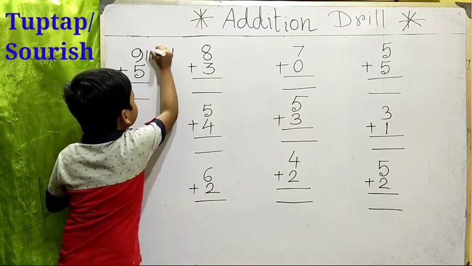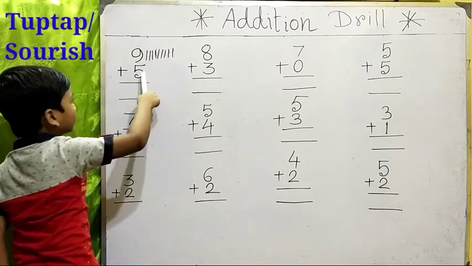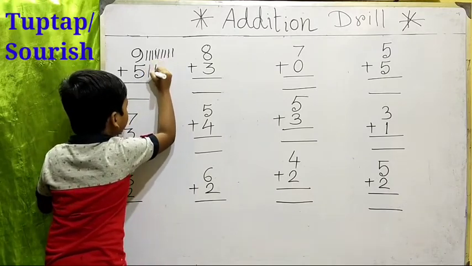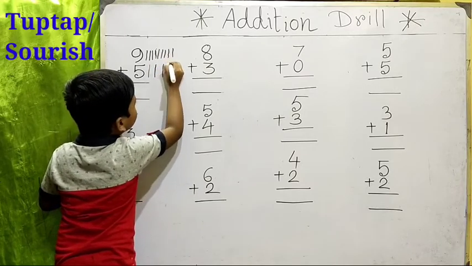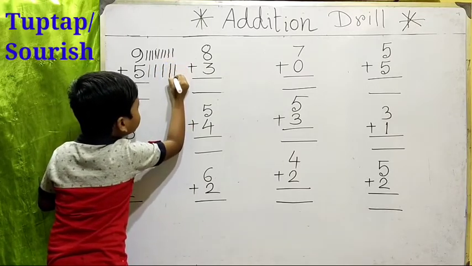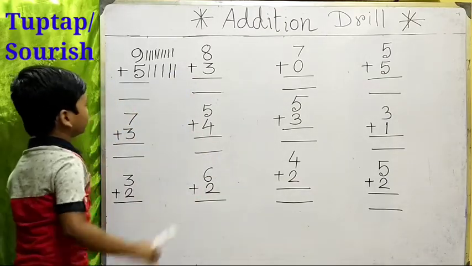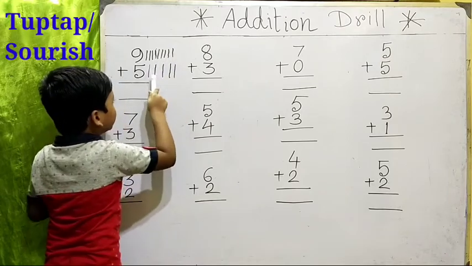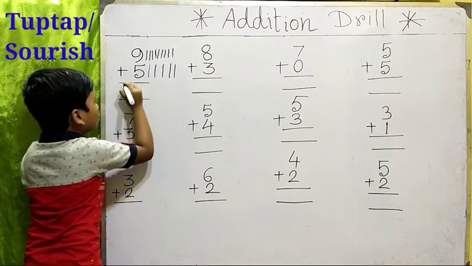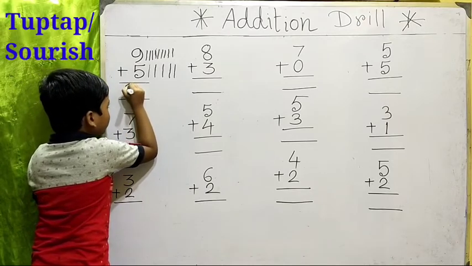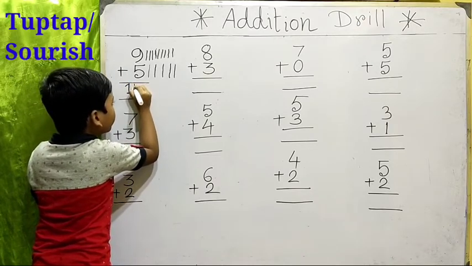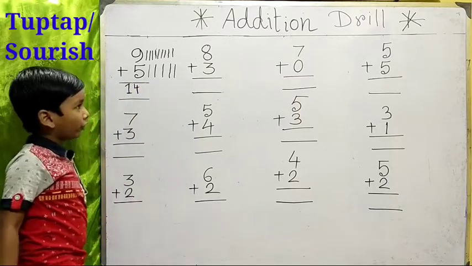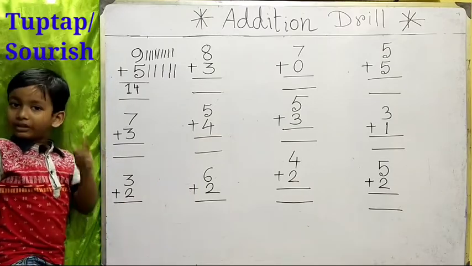1, 2, 3, 4, 5, 6, 7, 8, 9. Okay, so we draw 5 lines here. 1, 2, 3, 4, 5. Okay, so let's count. 1, 2, 3, 4, 5, 6, 7, 8, 9, 10, 11, 12, 13, 14. So our answer is 14. Next example.